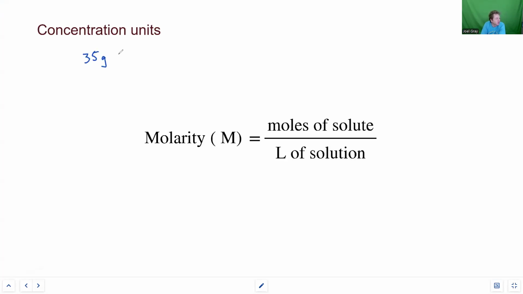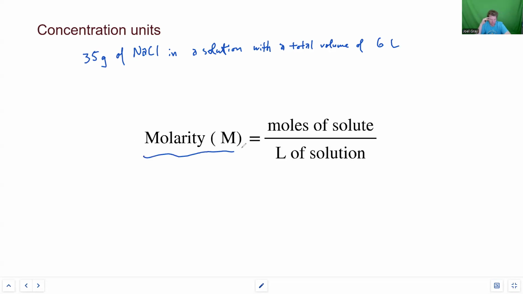grams of NaCl in a solution with a total volume of 6 liters. My question for you is, is this ready to go? Are we ready to do this calculation and determine the molarity of this?